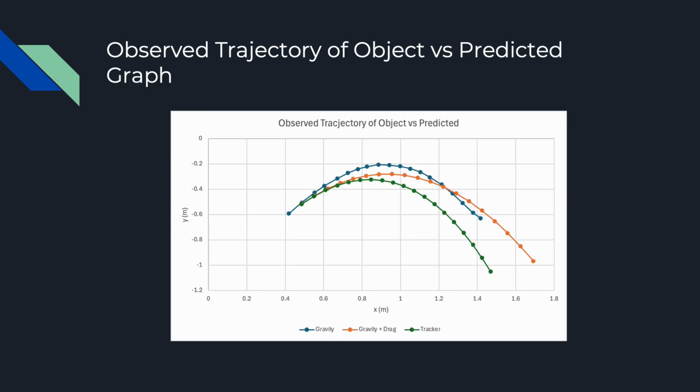So this is the graph that was created that shows the observed trajectory of the object versus the predicted trajectory. The Tracker model, which is shown in green, is lower or below the predicted models, which might indicate that gravity and drag are acting on the paper ball. The orange highlights our gravity and drag model, and the blue is our gravity model.